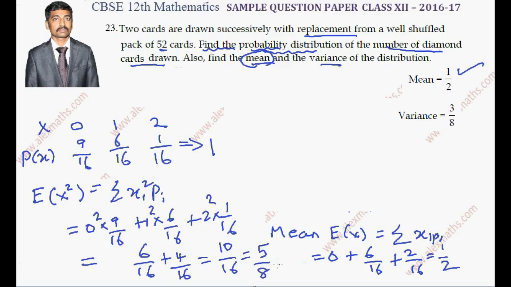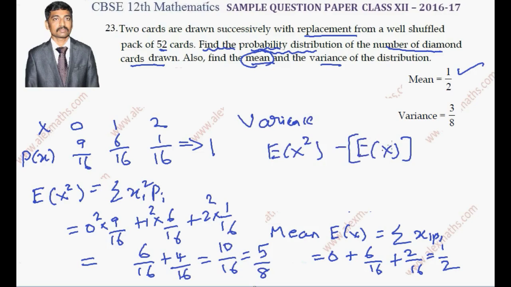After this, the variance formula is E of x square minus E of x whole square. E of x square is 5 by 8 minus whole square of E of x is 1 by 4. By taking LCM, we get the LCM as 8, which is 5 minus 2. So we get the answer as 3 by 8. The variance is 3 by 8.